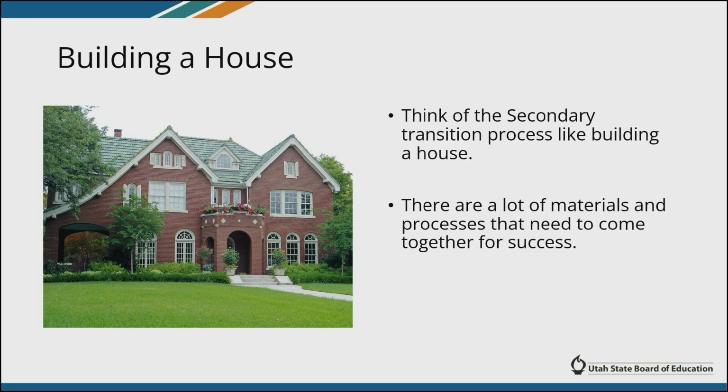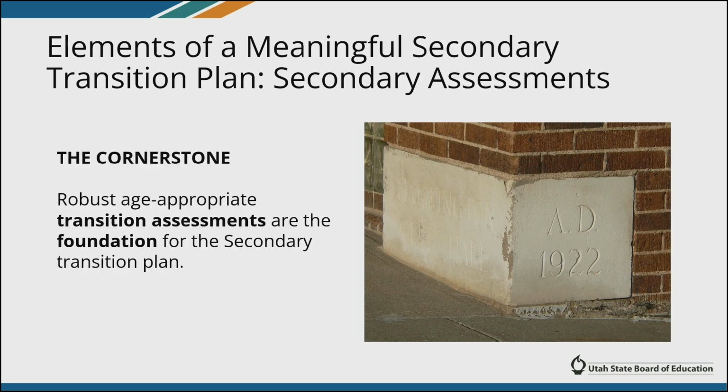Think of the process of preparing students with disabilities for the transition to adult living like building a house. There are a lot of materials and processes that need to come together for success. The process is most effective when you have the right tools, plans, and expertise available. The Secondary Transition Plan is the cornerstone of the Individualized Education Program, or IEP, for youth with disabilities. Just as the cornerstone is the final piece of a building's foundation, the Secondary Transition Plan is the foundation for the process of building and implementing the IEP.